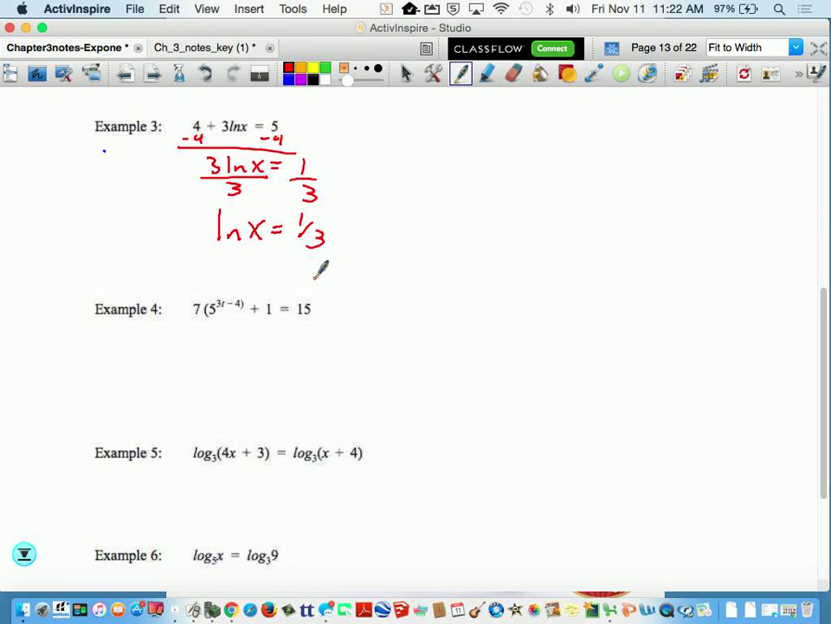Now that your logarithm is by itself, just like in the previous problem, you want to get the exponential base by itself. Now you could just rewrite it. What base are you in? E. So I'm just going to write a little e under here to remind us it's a base e logarithm. So we're going to go e to the 1/3 power is equal to x. Logarithms are always equal to the exponent, so that 1/3 is your exponent. Done. That's an exact value.